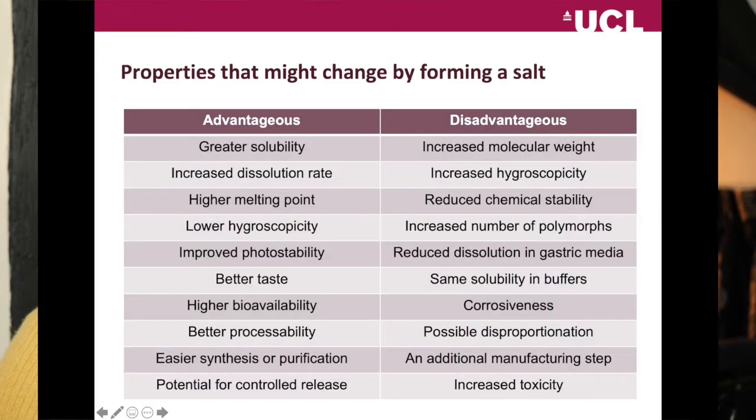I've said solubility is really key, and it's a really key reason for why most salts are made. But it's not the only reason. I accept that solubility is a key reason, it's not the only reason. So if you look at the table in front of you, I've written down a number of different properties that might change when you make a salt form. On the left-hand side are what I consider to be advantageous changes in the physicochemical properties of a molecule, and on the right-hand side, disadvantageous. So if we look down the list, solubility is at the top on the advantageous side, because that is the key one.